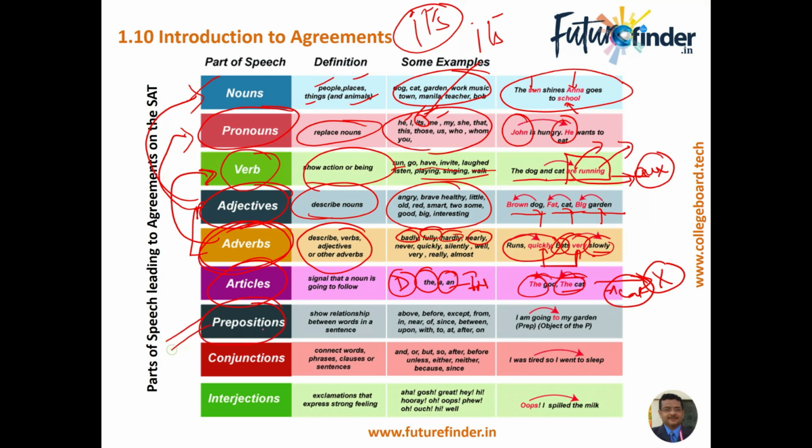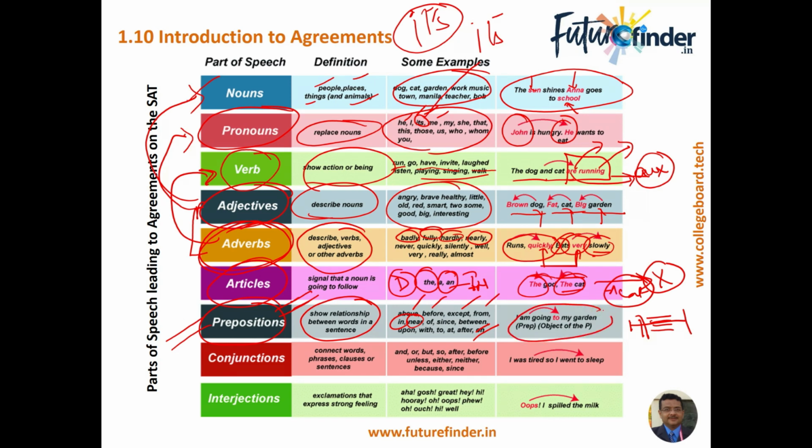Prepositions are very important for the SAT because these are subtle changes of preposition that the SAT uses to trick you with questions. They show the relationship between words in a sentence. Above, before, except, from, in, near: all these are prepositions. Any part of the sentence that starts with a preposition is called a prepositional phrase. This prepositional phrase is used very astutely on the SAT, which we are going to see eventually.